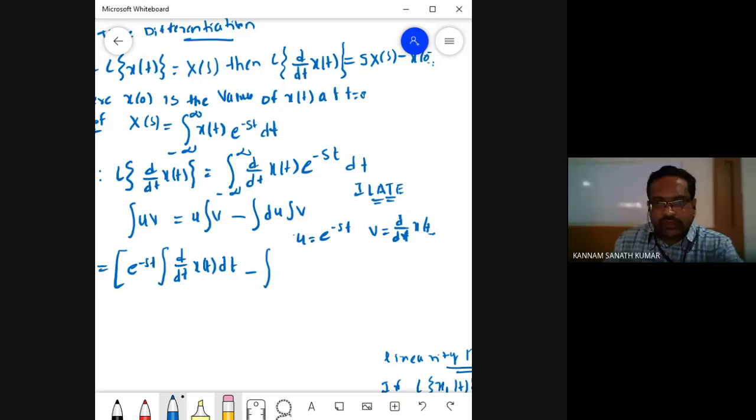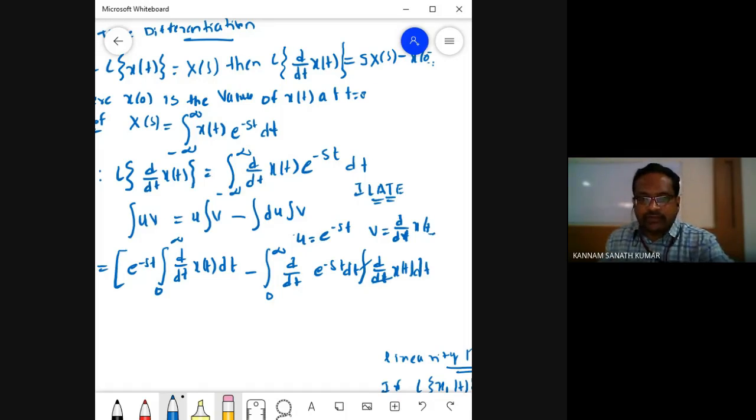So you can say from 0 to infinity. Okay, and from here 0 to infinity. So d by dt of this one, e power minus st dt, into integration of d by dt of x of t dt. Okay, so anyway integration and differentiation cancel.